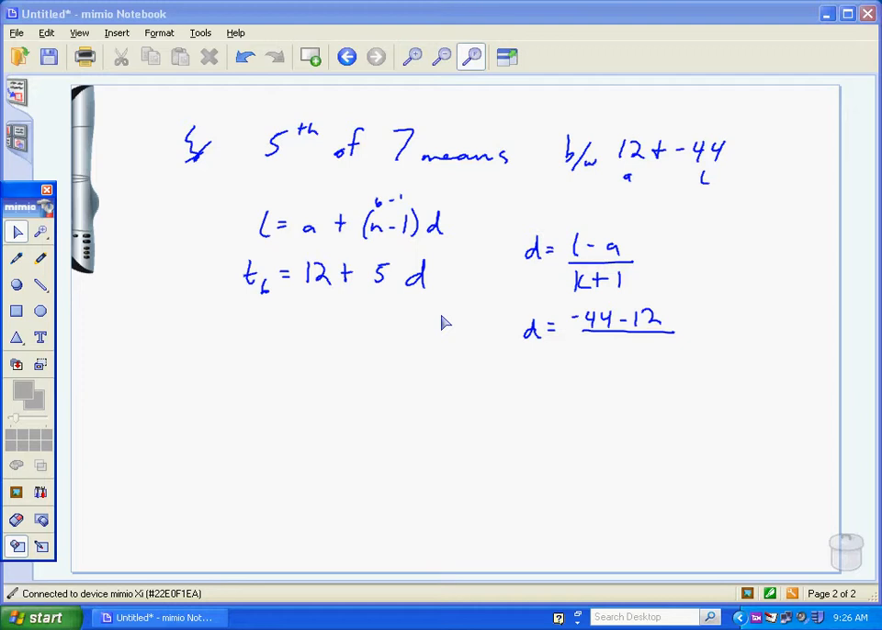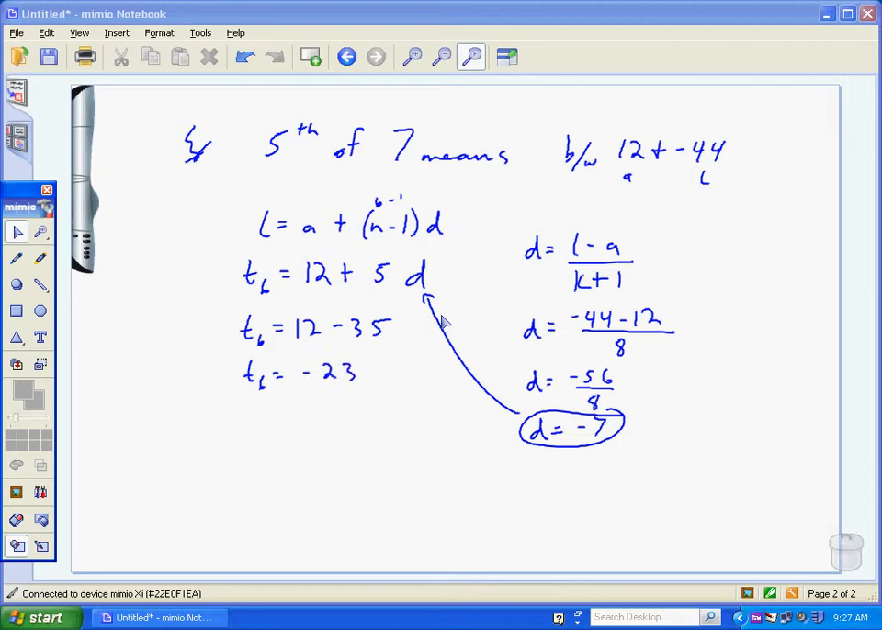There's 7 means in between those two, so divide by 8. The difference is negative 56 divided by 8. What's the difference? Negative 7. So we need that number. Plug that back up into there. Now we can find the sixth term, or the fifth mean. 12, 5 times negative 7 is negative 35. The sixth term is going to be negative 23.